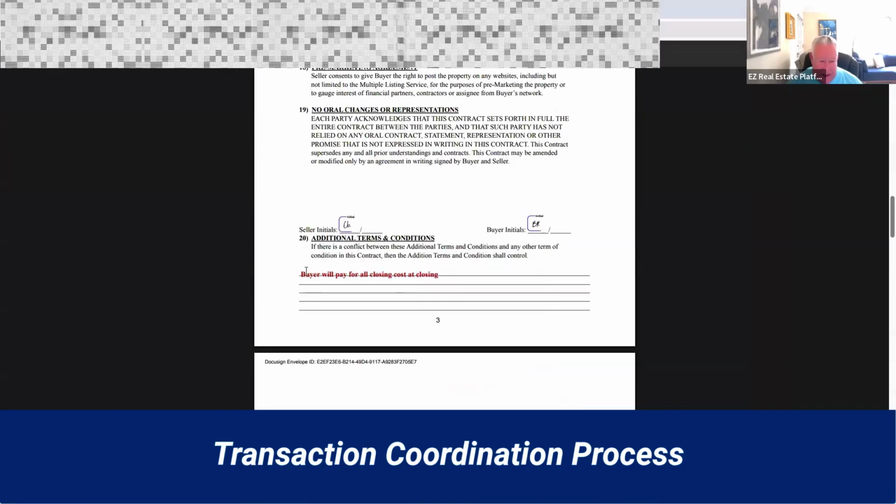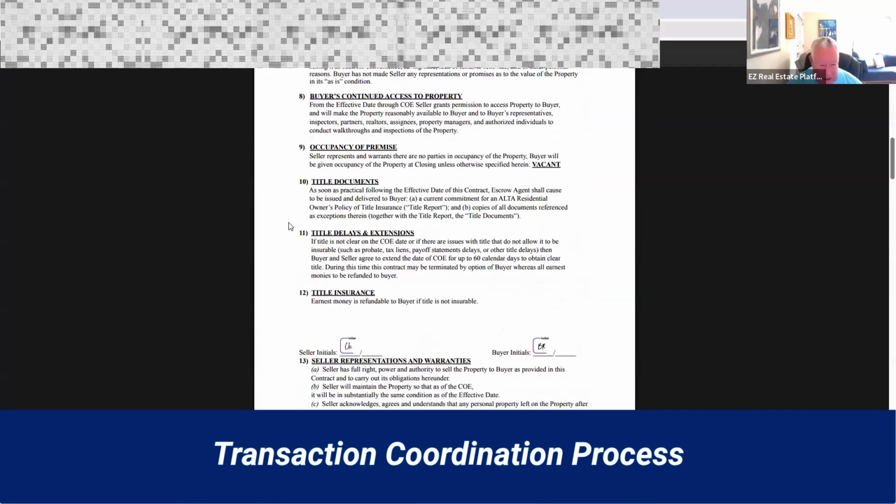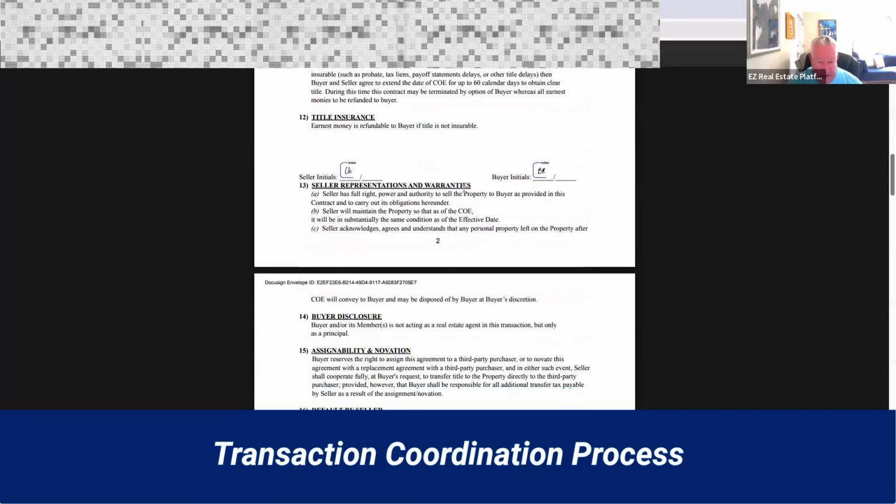And what I always like to do is look down at the additional terms and conditions down here. And you can see your buyer will pay all closing costs at closing. Okay, so the buyer in this case is who? The investor. Awesome. And the other thing that I like, I'm trying to see in hers. Seller representation of warranty: seller has full right, power, and authority to sell the property to buyer as provided in this contract. Seller will maintain the property until close of escrow. And the seller acknowledges and understands the personal property left on the property after.